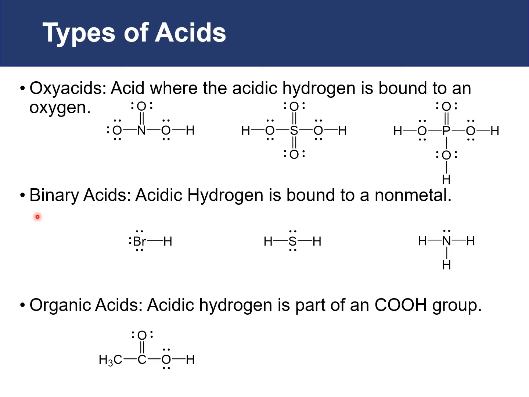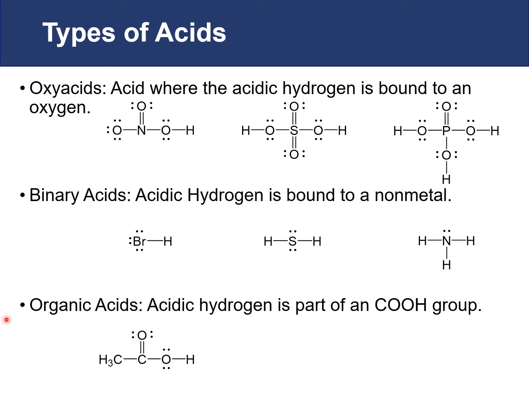Another type of acid that we will be discussing are binary acids. Those are compounds where the acidic hydrogen is bound to a nonmetal, so bound directly to the nonmetal. So we have hydrobromic acid, HBr, hydrogen sulfide, H2S, and ammonia. In each case, you have the hydrogen that will be donated bound directly to a non-oxygen, non-carbon atom.